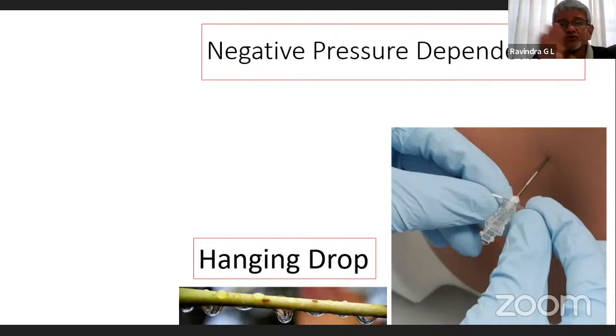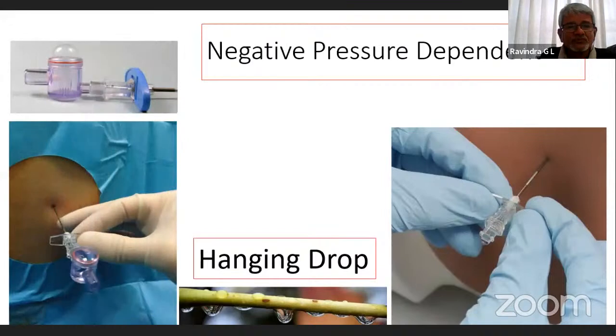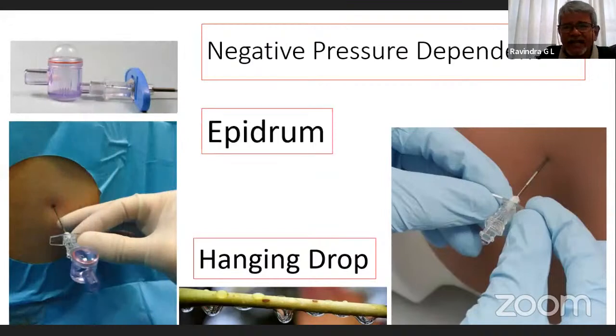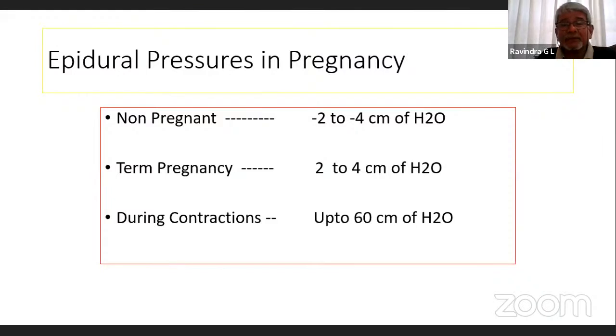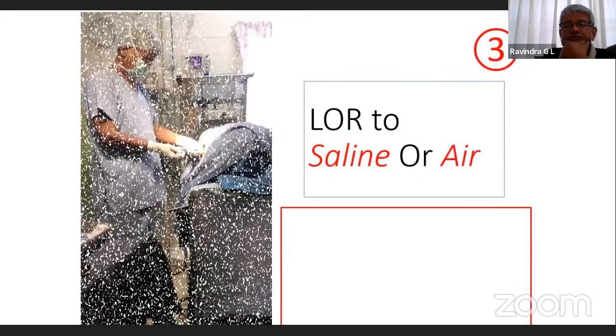So if you try to use the negative pressure dependent technique, you will often fail. So any of these, like hanging drop technique or Epidrum or Episure or whatever it is, all of them fail. So these are the epidural pressures, you see: -2 to 4 centimeters of water in non-pregnant, and in term pregnancy, it's 2 to 4 centimeters of water, whereas during contractions, it goes up to 60 centimeters of water.